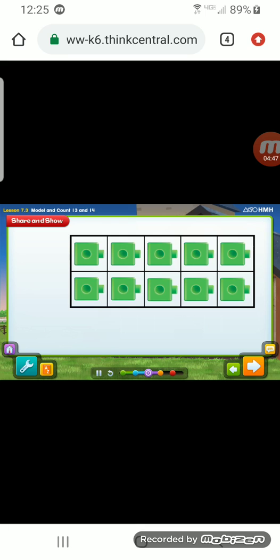You still need 3 more cubes. Drag 3 more cubes below the 10 frame. Then check your work. 1, 2, 3. Good job! You put 3 cubes under the 10 frame. You showed the number 13 with 10 ones and 3 more ones. So the addition sentence for this number would be 10 plus 3 equals 13.